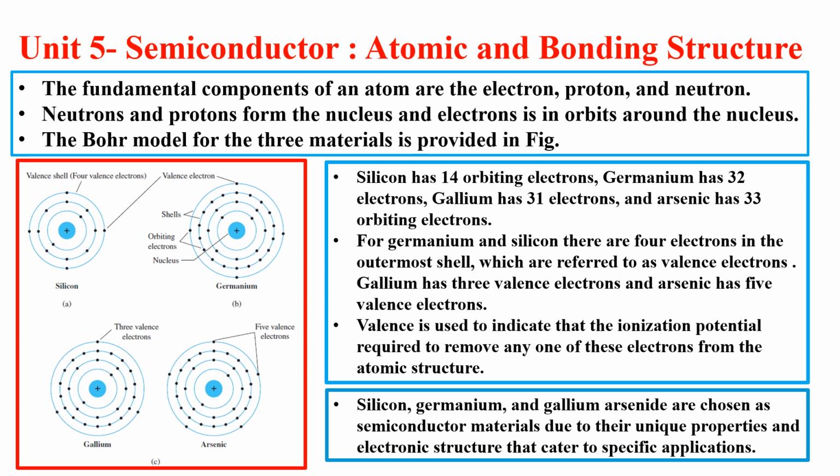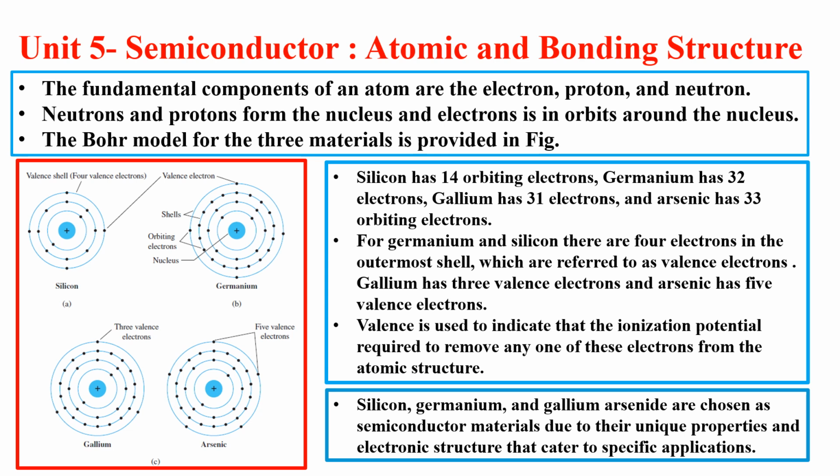The term valence is used to indicate that the potential energy, which is the ionization potential energy, required to remove any one of these electrons from the atomic structure is significantly lower than that required for any other electron in the structure. Now the question becomes very clear: why are silicon, germanium, and gallium arsenide chosen as semiconductor materials?